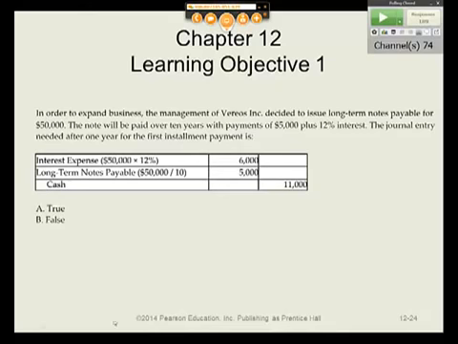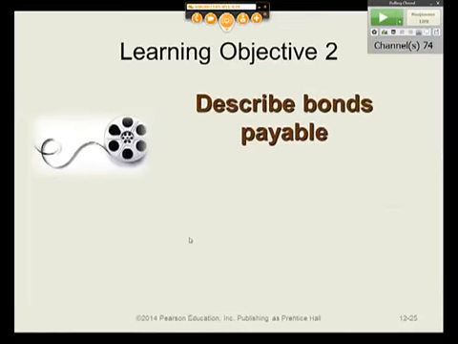All right, so we're going to move on. Any questions on calculating interest before we go ahead? Any questions on the basics of calculating interest? We're going to go back to amortization tables in a bit.